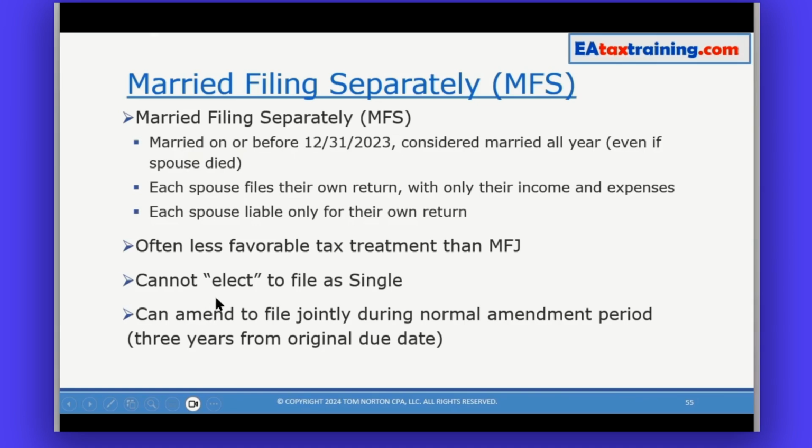These people cannot elect to file single. You can't say, hey, we're married filing separately, I'll just choose to file single. That's a no-no. You cannot do it. But you can amend to file jointly if you decide later you want to file jointly. If both spouses decide that they want to file jointly, they can do that as long as they do it during the normal amendment period, which is usually 3 years from the original due date of the tax return. So remember, if you're joint, you cannot go back and file separately, but if you file separately, you can go back and amend that return to file jointly.